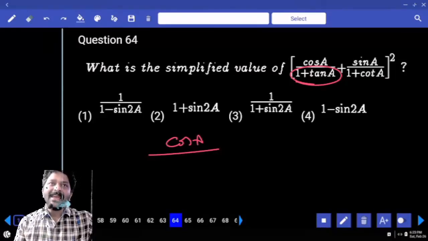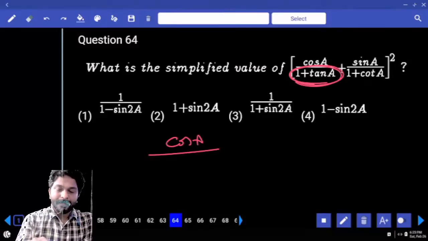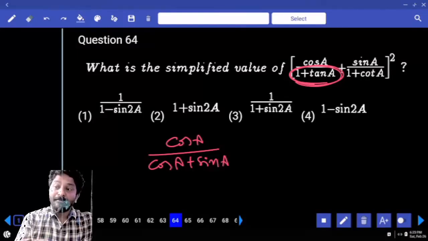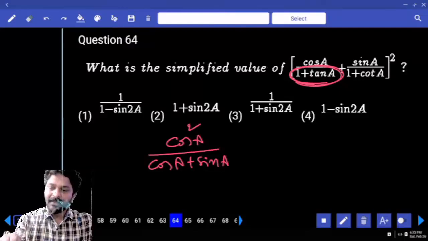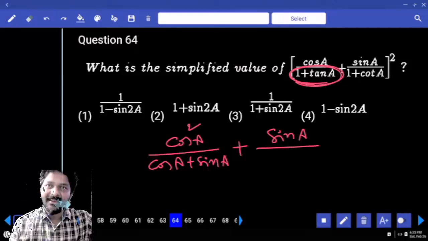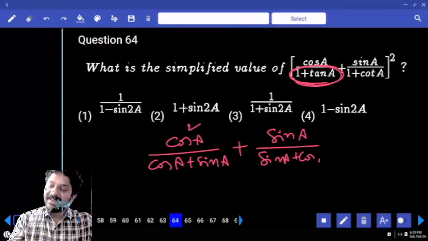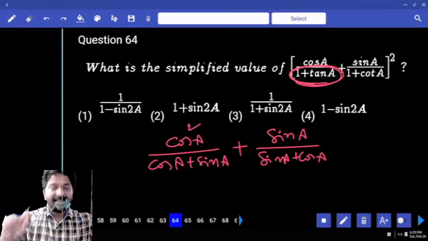If you write tan A as sin A by cos A, what does your denominator become? Cos A plus sin A by cos A. That comes to the numerator and becomes cos square A. Plus, in the second numerator, 1 plus cot A. Write cot A as cos A by sin A. What does your denominator become? Sin A plus cos A by sin A. That comes to the numerator and becomes sin square A.